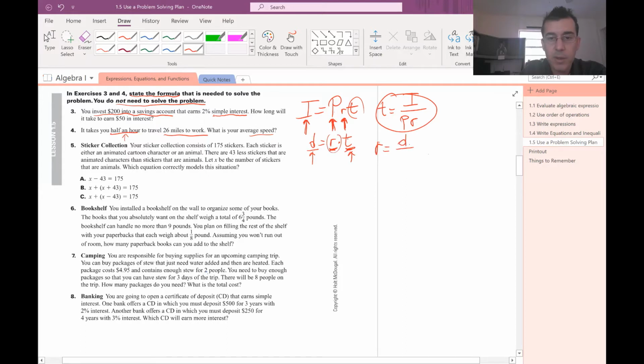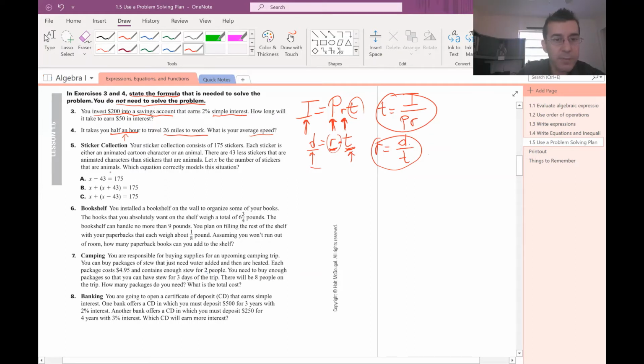D on the other side, and then T we have to get on the other side. It's multiplying here, it's going to divide here, so that's the formula, and we just have to plug in 26 for D and 0.5 here to get the answer. But we don't have to solve the problem.